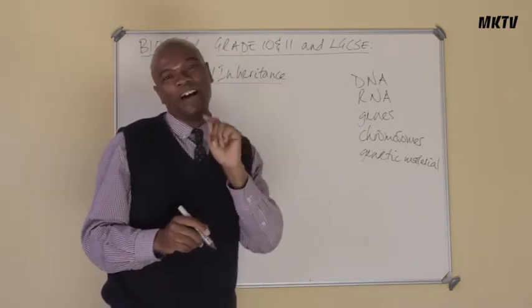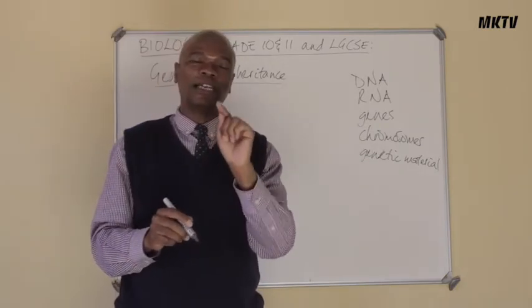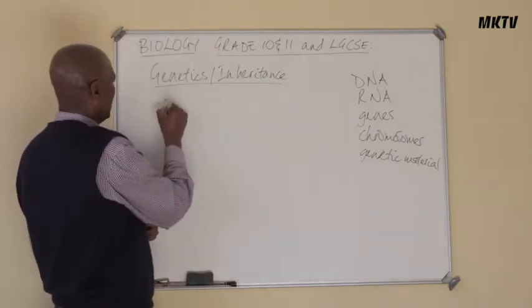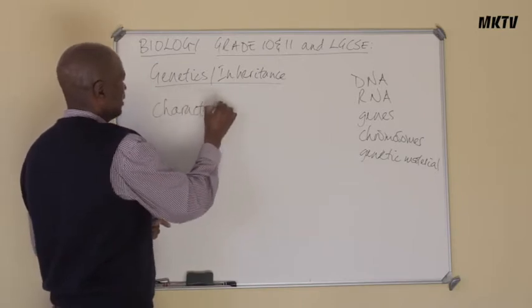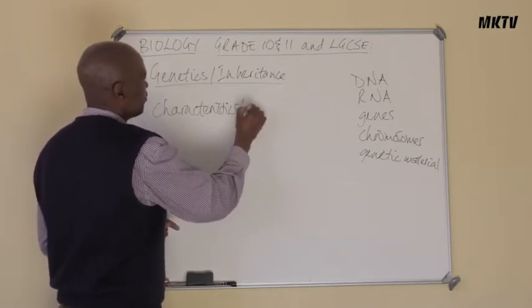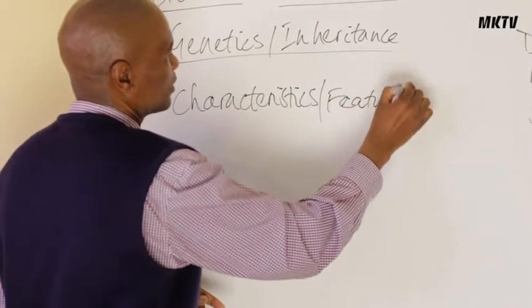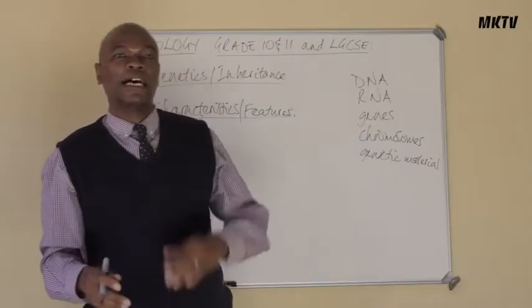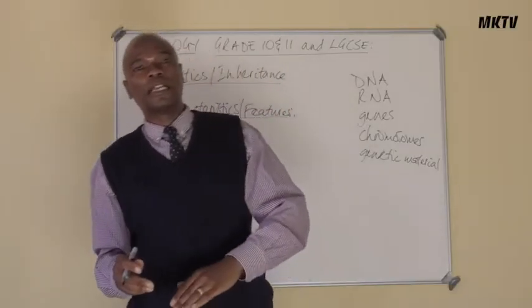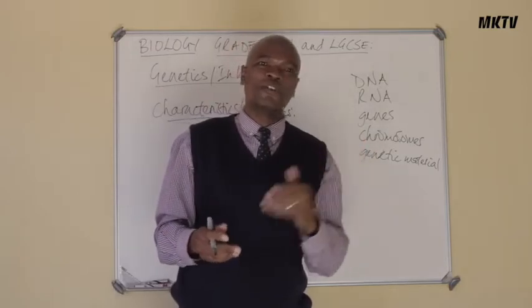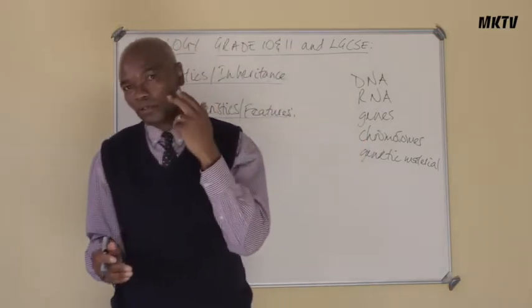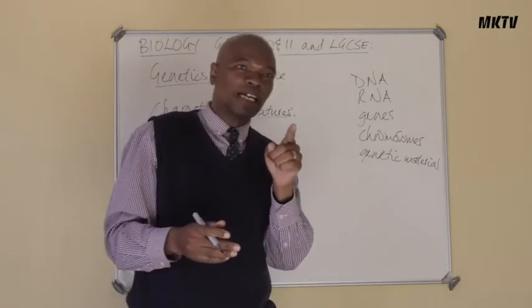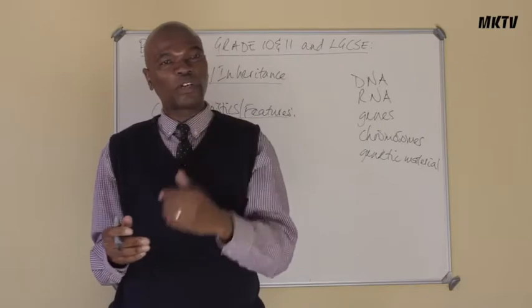Now, I've talked about characteristics, so let me put it down. We have what you call characteristics or features. These features may include things like height. They may include gender or sex: are you male or are you female? They may include skin complexion. They may include things like, can you roll your tongue? We are going to talk about such things.